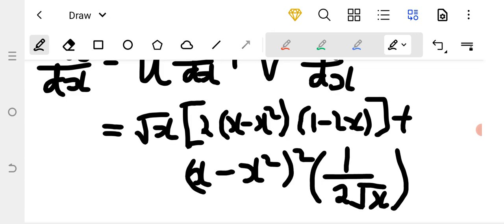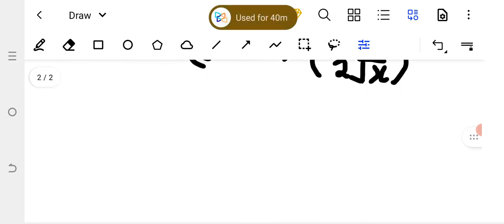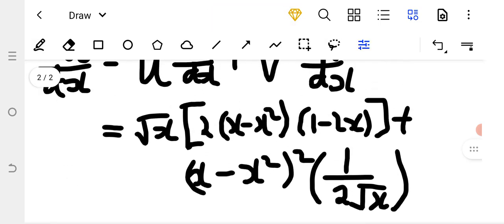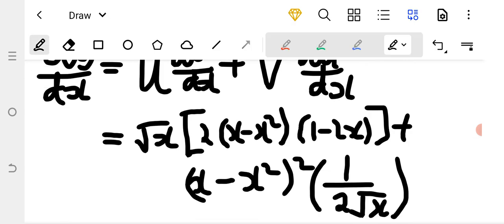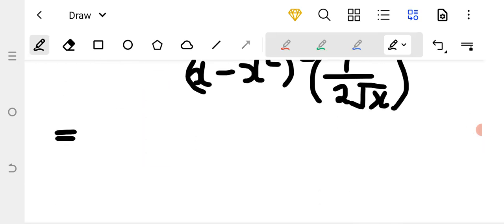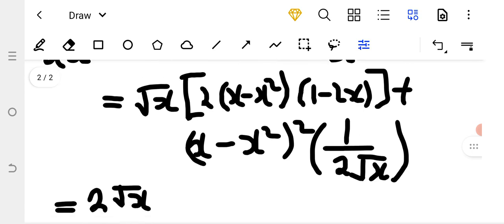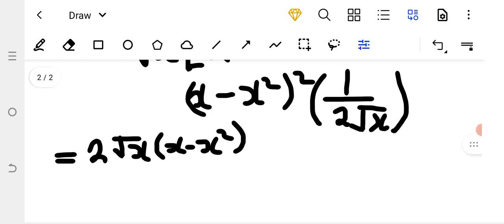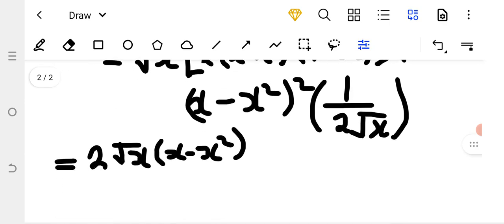So what we can do is simplify 1 or 2 things, but we are almost done. We'll say is equal to, we multiply square root of x with 2, we're going to have 2 root x. Okay, so 2 root x, like that. And then we maintain everything else. So it's going to be multiplied by what? Multiplied by x minus x squared raised to the power 2. Oh no, this one's not raised to the power 2. Yeah, multiplied by 1 minus 2x.